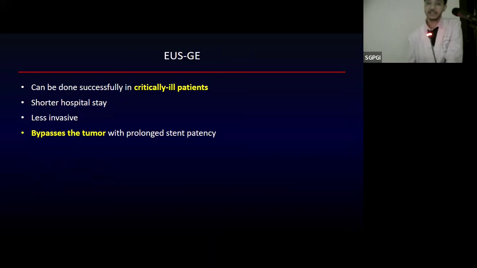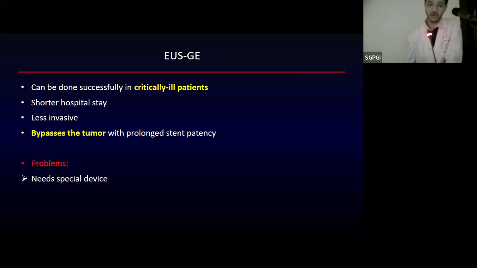And the latest addition is the EUS gastroenterostomy, which can be successfully done even in critically ill patients, especially those who have low albumin. And these patients have a shorter hospital stay. This is a less invasive procedure than surgery. And its advantage is that it can bypass the tumor with prolonged stent patency.